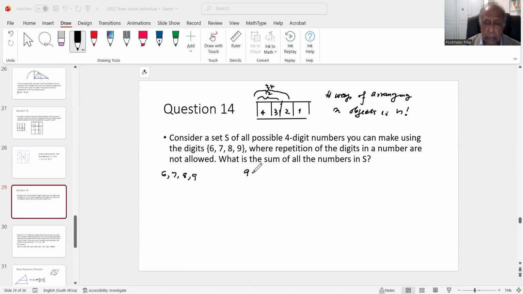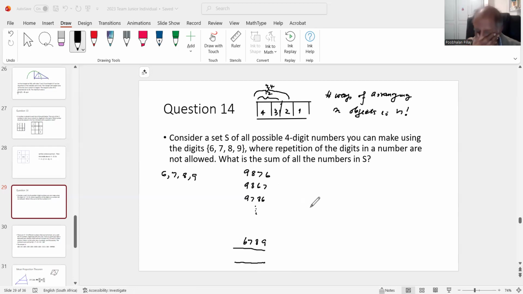9, 8, 7, 6 is the largest. And then you keep coming down, 9, 8, 6, 7. And then you'll have 9, 7, 8, 6, and so on until the very last number you come to is 6, 7, 8, 9. I'm just doing it like this so that you keep track of all the numbers, you don't repeat anything. Now we're going to add up all these.